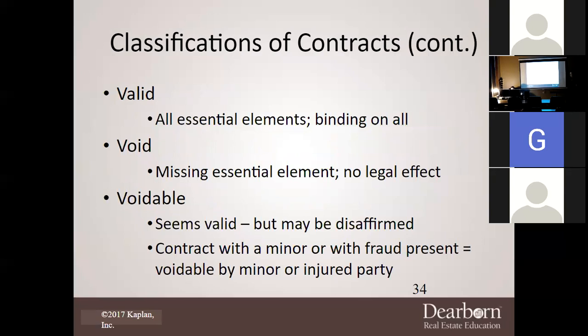So if I am 14 years old and I wanna buy your car from you, Miss Linda, I have the money and I have the consideration, I have the intent, all this stuff, but I'm 14, is there a contract? Is it void? Yes. But it's also classified more towards voidable than void. Okay? And the reason why is that I'm a minor. If I'm a minor, or if there's fraud present, then I can void that contract at any point. So it may seem valid, but it may be disaffirmed.